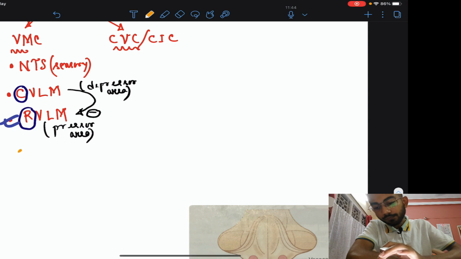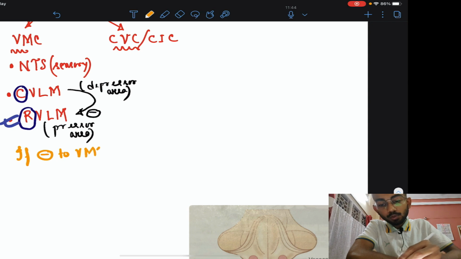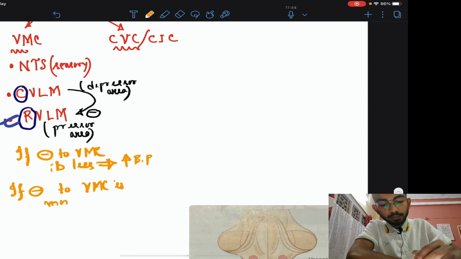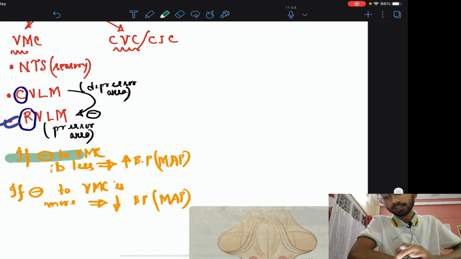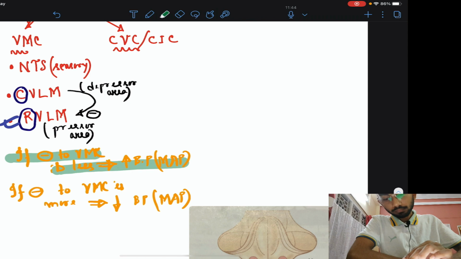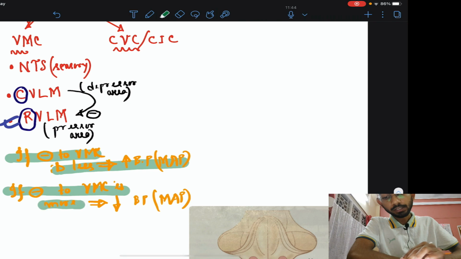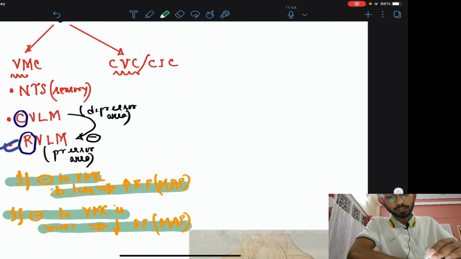So guys, if the inhibition to the VMC is less, this will lead to what? Increase in the blood pressure. And if the inhibition to the VMC is more, then this will lead to the fall in the blood pressure. Which blood pressure? Mean arterial blood pressure. We'll talk in detail about this shortly. Just remember at this point of time, if the inhibition to the vasomotor center is less, then this will lead to the increase in the blood pressure, mean arterial blood pressure.